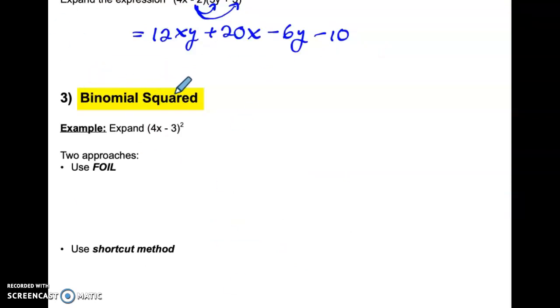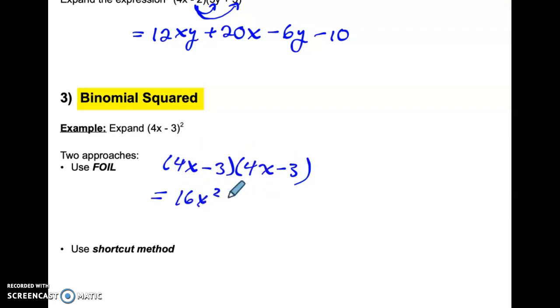Next, if you have a binomial squared, there's two different approaches to this. The first one is you can write it out twice, because that's what a squared really is. And then you can use FOIL. So 4x times 4x would be 16x squared. 3 times 4x is negative 12x. 4x times negative 3 is negative 12x. And negative 3 times negative 3 is 9. Okay, and then those two middle terms are like terms, so we would combine them.